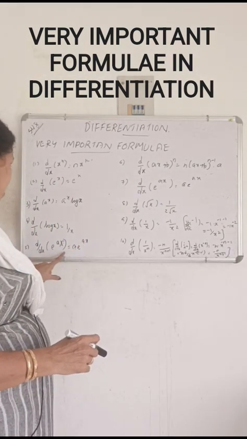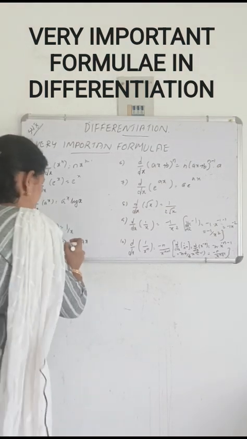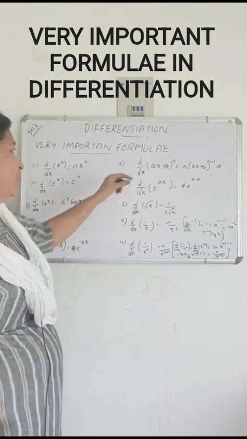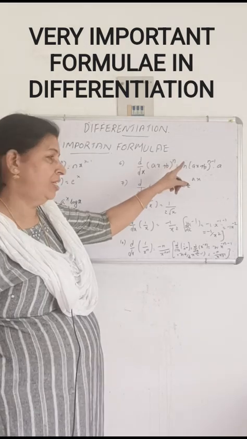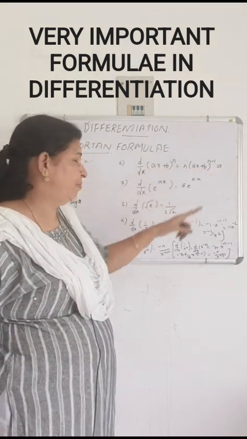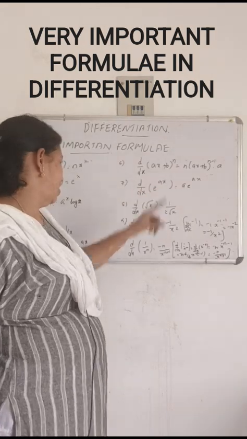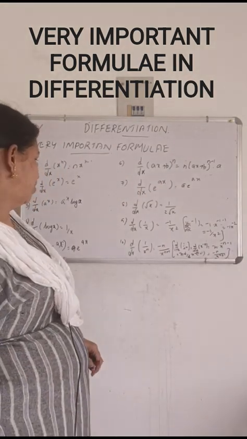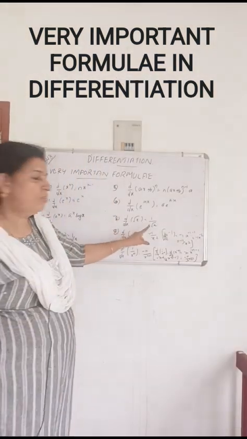d by dx of e raised to ax is a into e raised to ax. d by dx of (ax plus b) whole raised to n equals n into (ax plus b) the whole raised to n minus 1 into a. d by dx of e raised to ax is a e raised to ax. d by dx of root x is 1 by 2 root x.